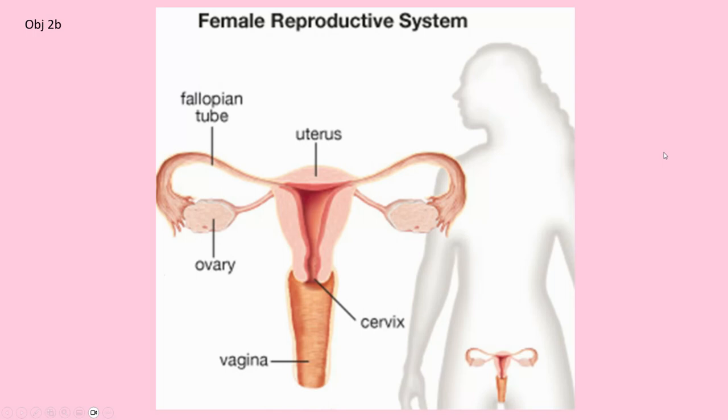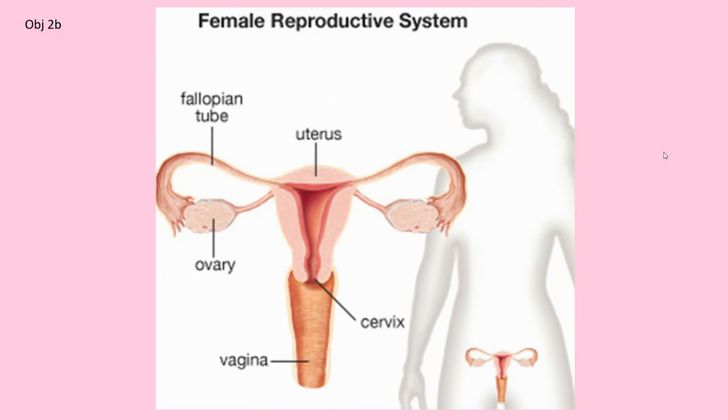Hello, this video is chapter 27, objective 2B. So we're going to talk about the female reproductive anatomy and some of its structures. We previously talked about the male in 2A, so the male was done in a previous video.